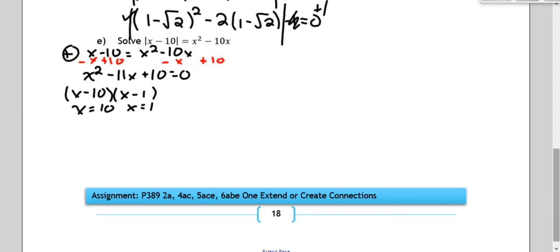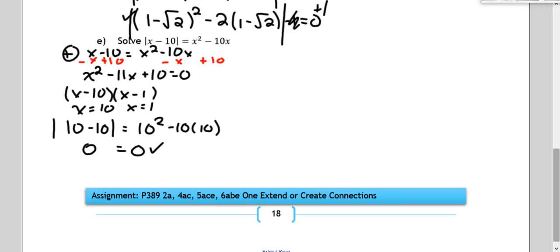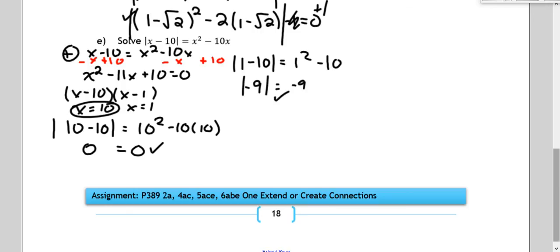So x equals 10, x equals 1. So we plug this into the original: the absolute value of 10 minus 10 equaling 10 squared minus 10 multiplied by 10. So that's 0 equals 0. This one works. And then if we plug in 1, so circle this one because we know it works, this would be the absolute value of 1 minus 10 is equal to 1 squared minus 10. So then negative 9 is equal to negative 9. Oh, sorry, that's the absolute value of negative 9 is equal to negative 9. So 9 is equal to negative 9. This one does not work.